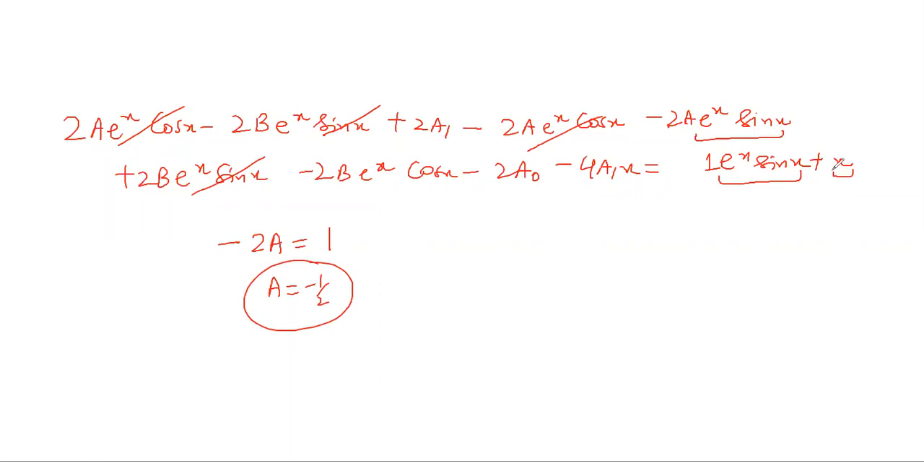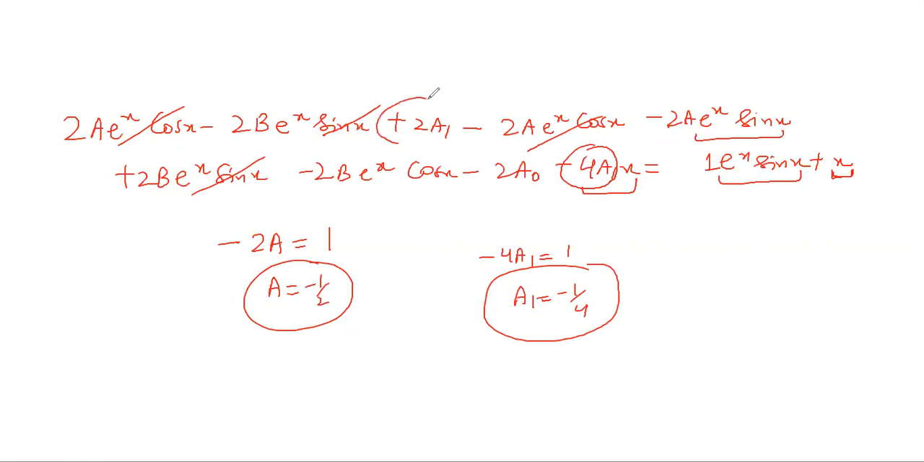And there is the other term, which is x. This is here, so the coefficient is minus 4a1. So minus 4a1 is 1, so a1 is minus 1 by 4. And for the rest of the terms, there is no other term on the right hand side. So this term is just a constant term, and it has to be 0, because there is no constant term on the right hand side.